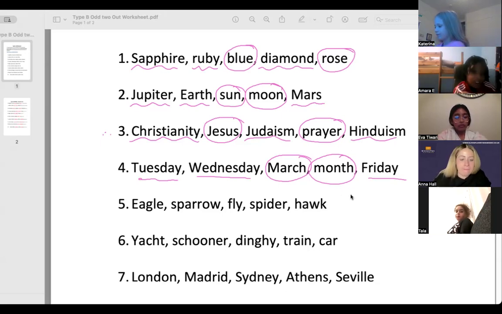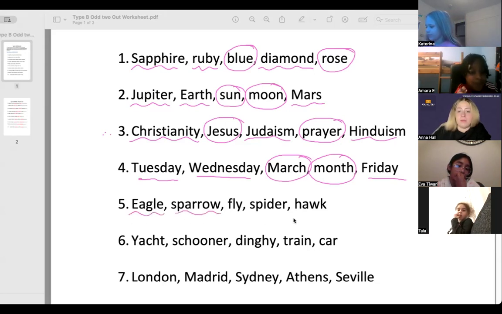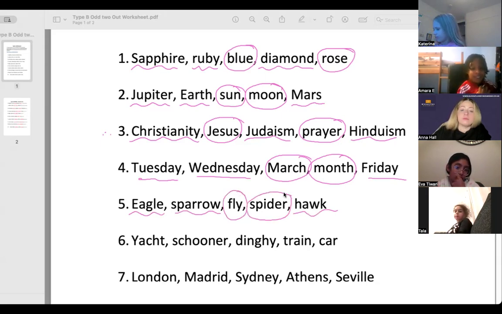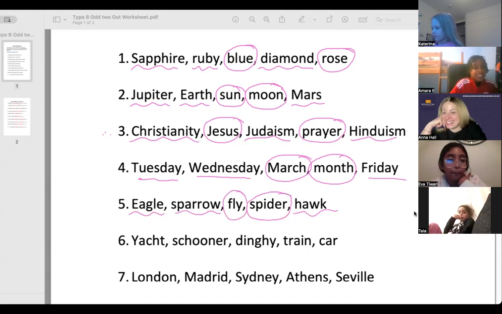Although you might think eagle, sparrow, hawk, and fly are all similar because they can all fly, that's not correct. Because eagle, sparrow, and hawk are almost like a species of birds, you can find them in the wild. But a fly, a house fly, you can find in your house and everywhere, and they're just insects, not actual birds. So fly would be the odd one out.